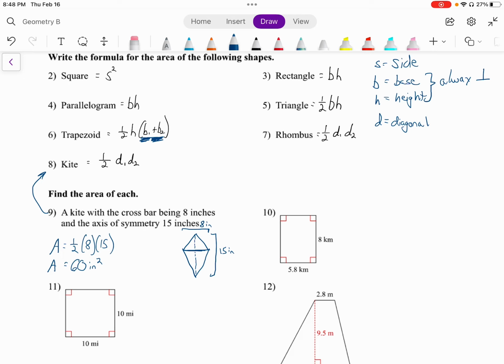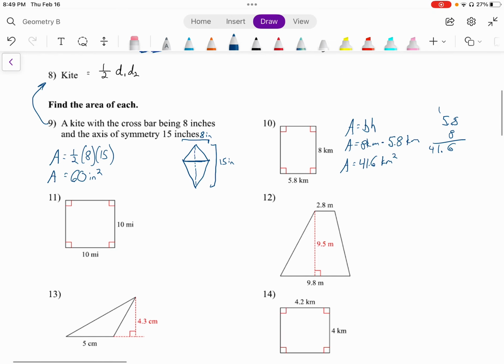inches squared. Number 10, that's just a rectangle. It's a quadrilateral with 4 right angles, so the area of that is base times height. So that's just 8 kilometers times 5.8 kilometers. We can multiply those. You can use a calculator for this quiz, but I don't have one with me right now. So the area is 41.6 kilometers squared.